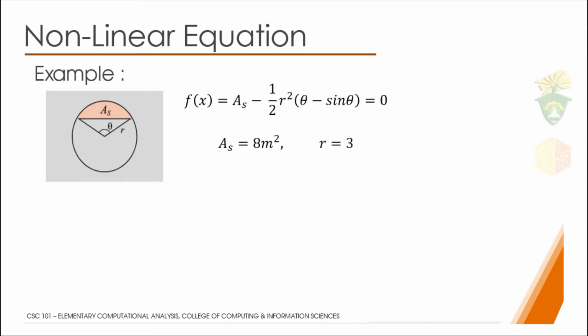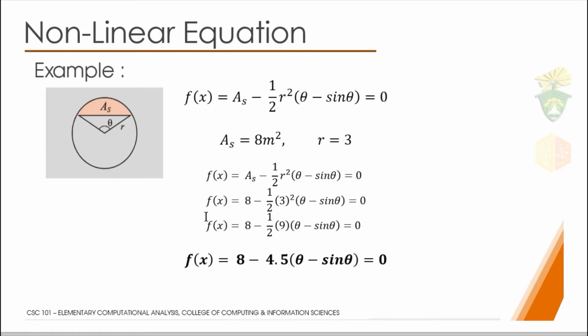Now suppose we let the given variable, of course, A sub S, be 8 meters squared and our radius to be 3. If we solve the equation using these given values, we will have this final f of x. In this final f of x, it is now clear that the only unknown that we need to solve is our theta.